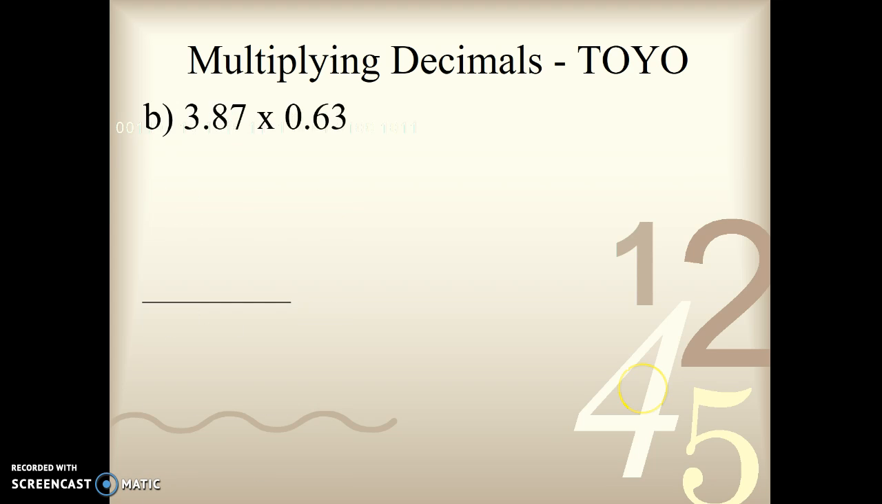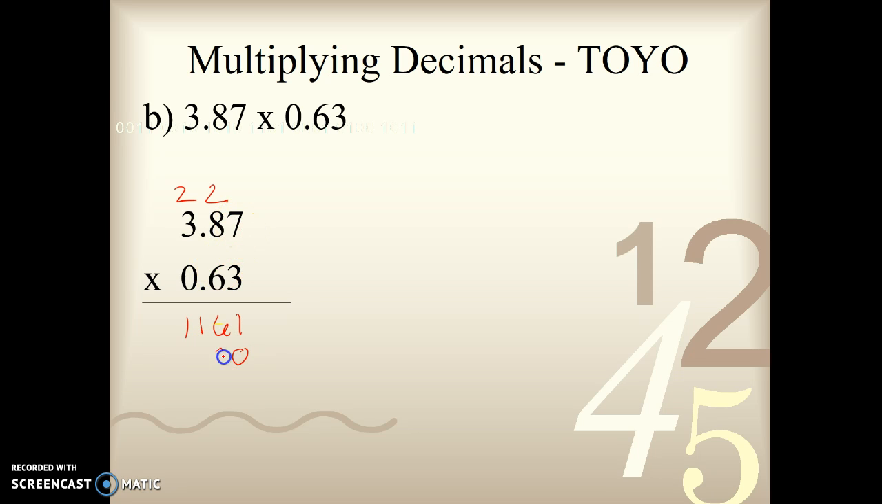Let's look at letter B. We have 3 87/100ths times 63/100ths. So let's line up our digits, not our decimals, remember, and then let's multiply. 3 times 7 is 21. 3 times 8 is 24, plus 2 is 26. 3 times 3 is 9, plus 2 is 11. Go to the next line, put a 0 in there as a placeholder.